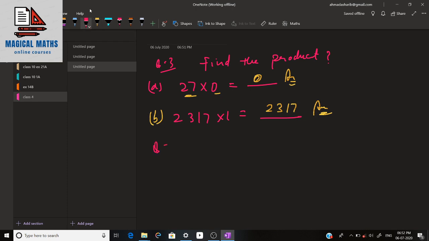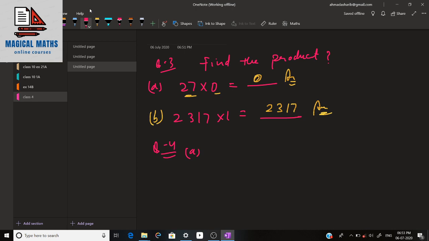Now question 4 says, are the following sentences true? Write yes or no and name the property used. So first of all, there are 4 sentences given in question 4. We have to tell if they are true or false, and also we have to write the name of the property which has been used in this question. So let us do part A.